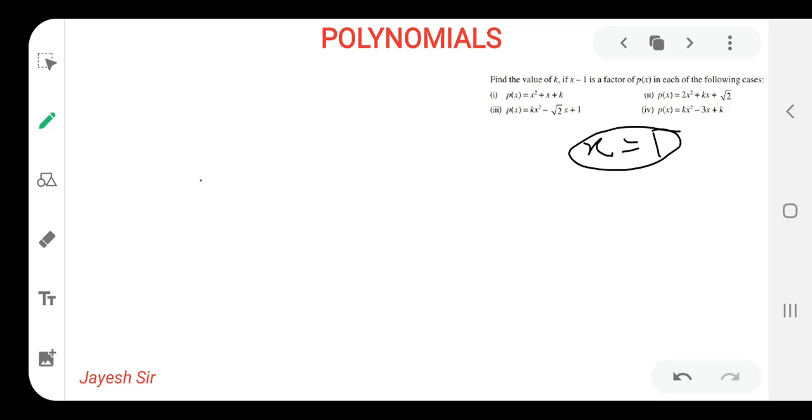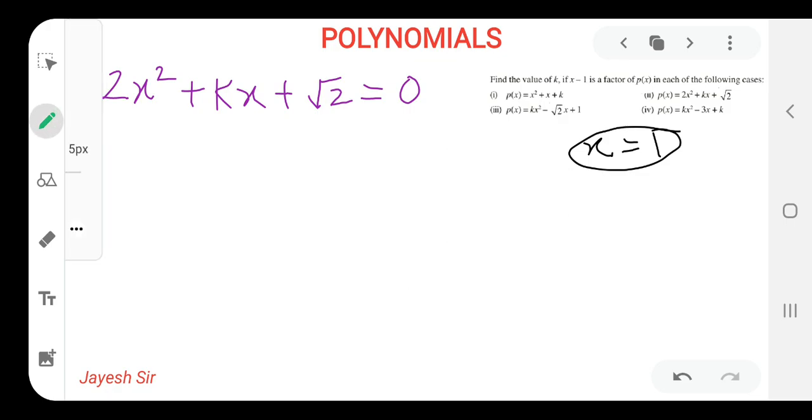Our second sum is 2x square plus kx plus root 2. After seeing root 2 only, lots of students face problem. So we have to assume it as 0. Now we have to put the value of x as 1. So I am substituting the value of x as 1, k as it is, and value of x as 1 and root 2 as it is.